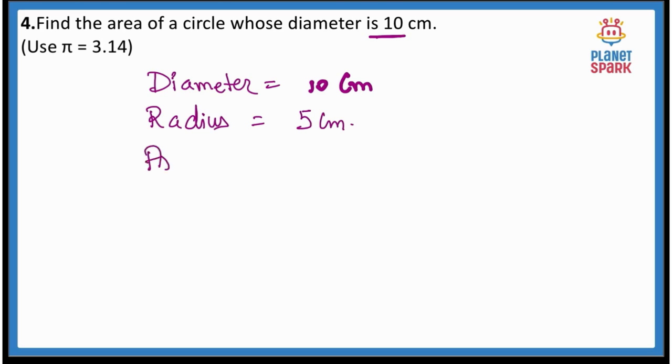Area of circle, the formula is pi r square. Area of circle, it is pi r square. 22 by 7 into 25. 5 into 5 is 25.